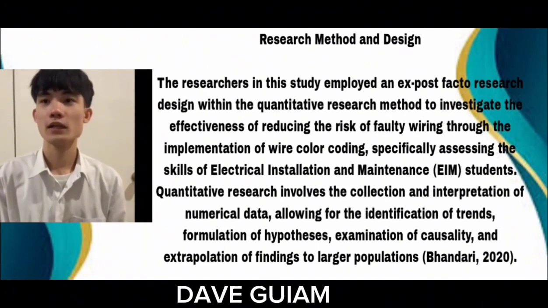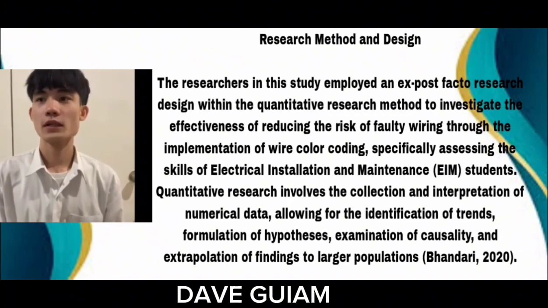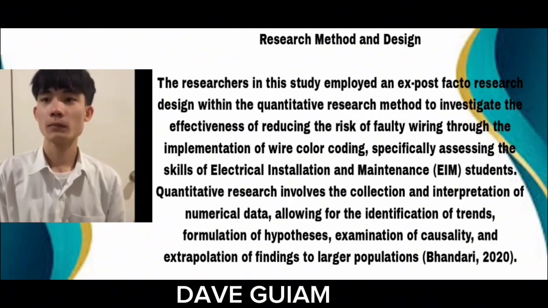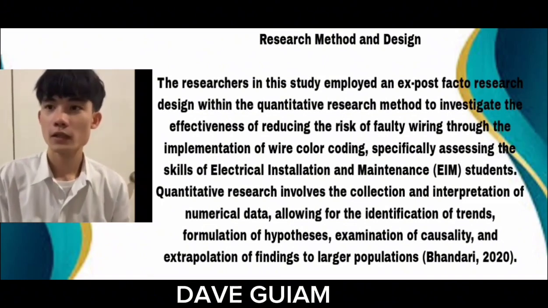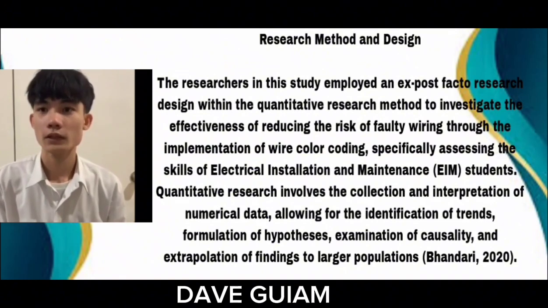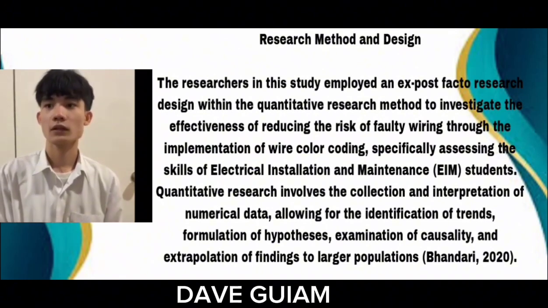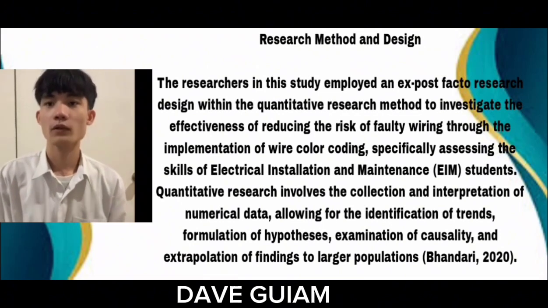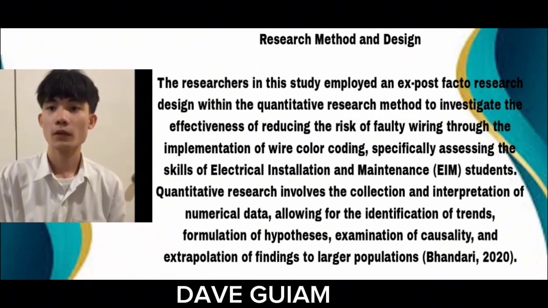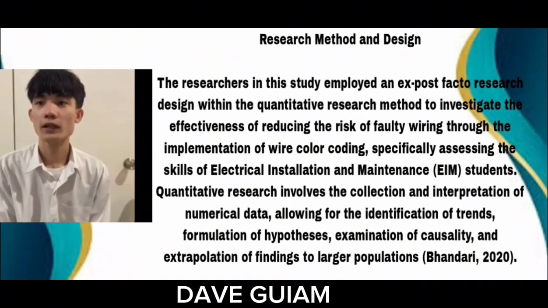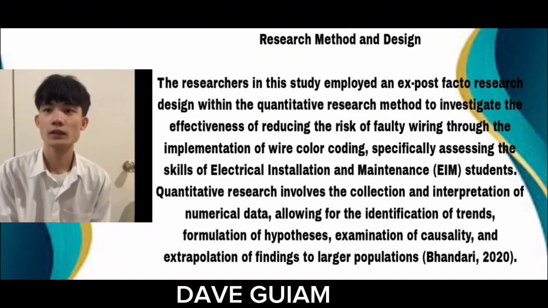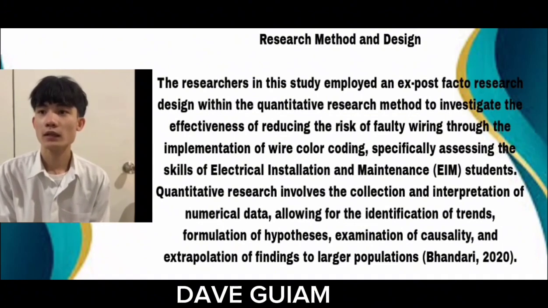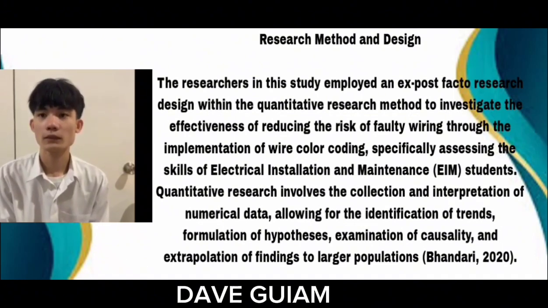The researcher in this study employed an ex post facto research design within the quantitative research method to investigate the effectiveness of reducing the risk of faulty wiring through the implementation of wire color coding. Specifically assessing the skills of electrical installation and maintenance students. Quantitative research involved the collection and interpretation of numerical data, allowing for the identification of trends, formulation of hypotheses, examination of causality, and extrapolation of findings to the larger population.